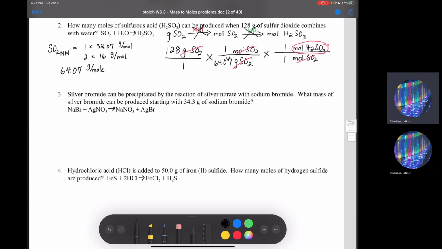And as long as your calculator treats you right, you should get the right answer. So if you were to solve this, you're going to take your calculator, take 128, divide it by 64.07, and you are going to end up with a whopping, I'm just going to round it to a 2. And remember your unit, that is going to be mole of H2SO3, also known as sulfurous acid. Okay, and that is the answer to number 2.